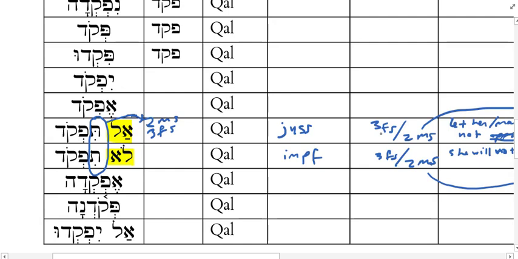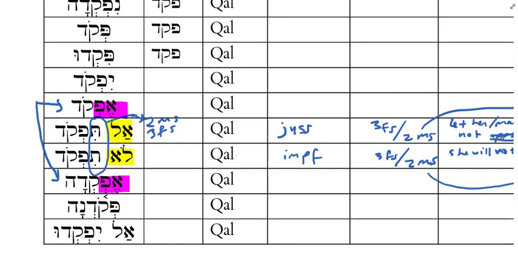Let's take a quick look at the one right before al tiphqod, that is ephqod, and let's compare it with the one right below lo tiphqod, which is ephqeda. You notice how the first half of each of these is identical, isn't it? Eph-qod, eph-qeda. What's different is the backside. I have just the theme vowel, holem, and no suffix.